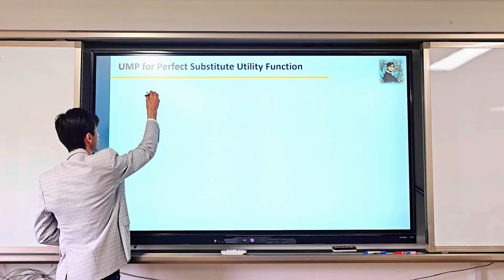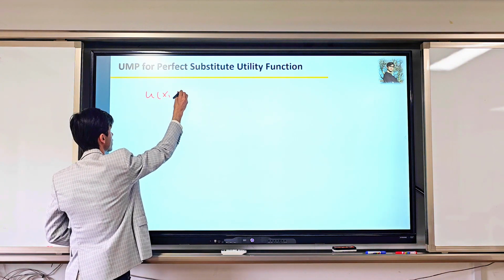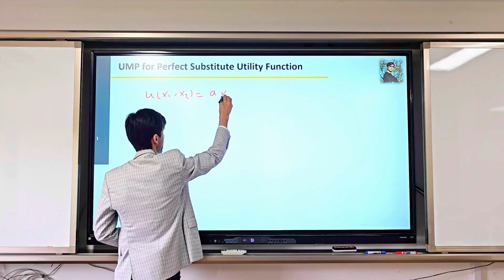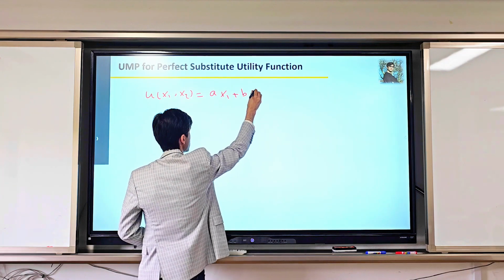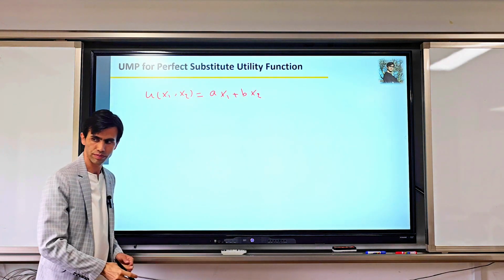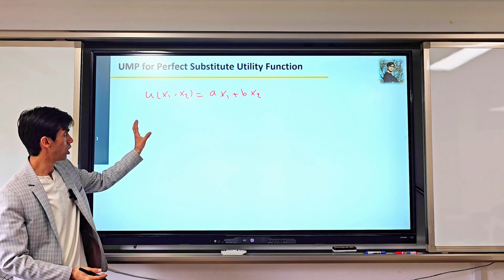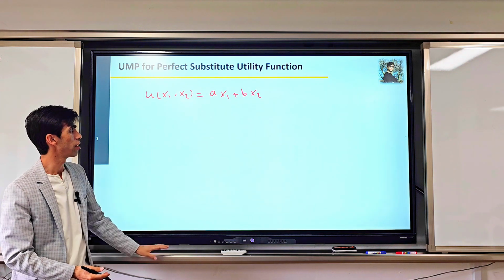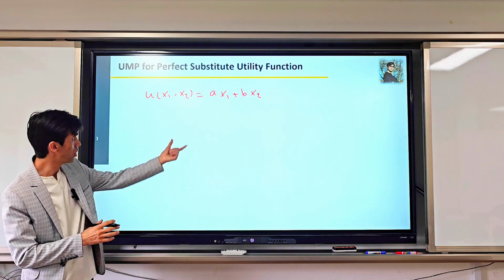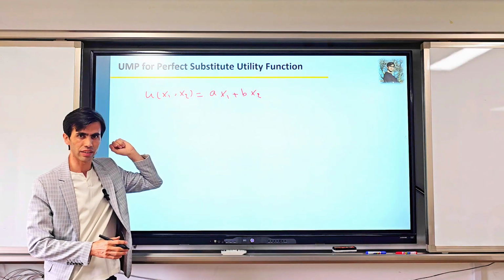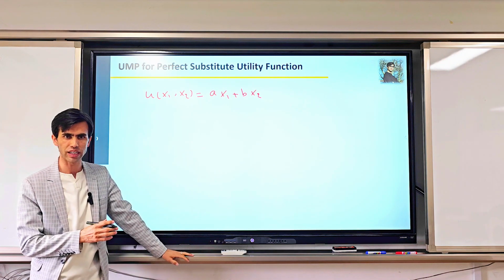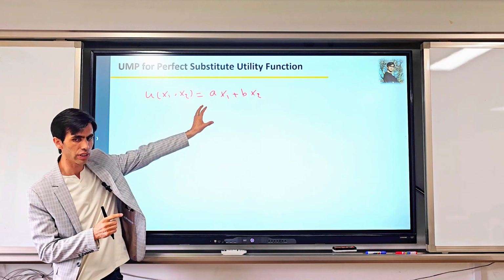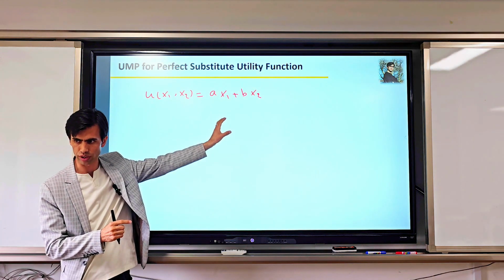So if we have a utility function u(x1, x2) as, for example, ax1 plus bx2, what method can we use for this type of utility function? As we know, from this utility function we can only say that it is differentiable, but with degree of 1. So we can find the first order condition, but not the second order condition.